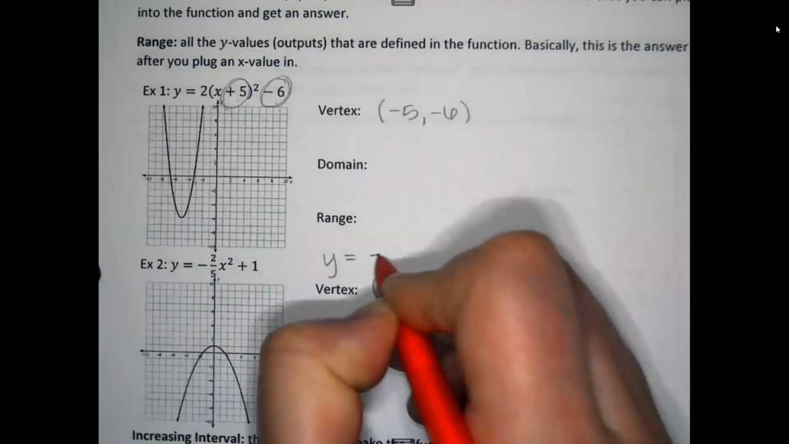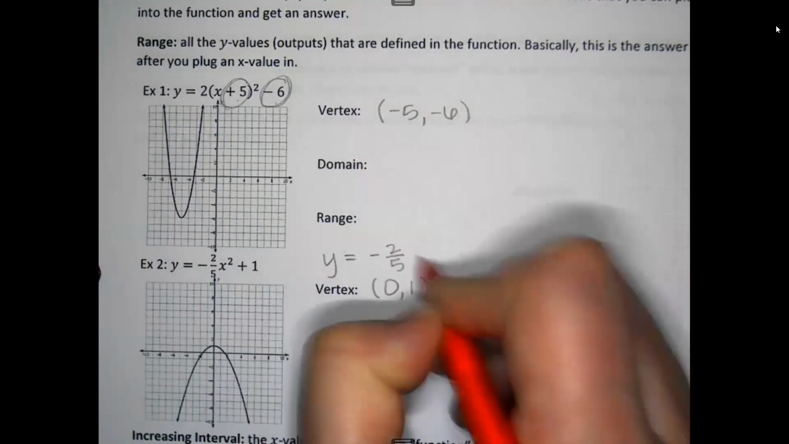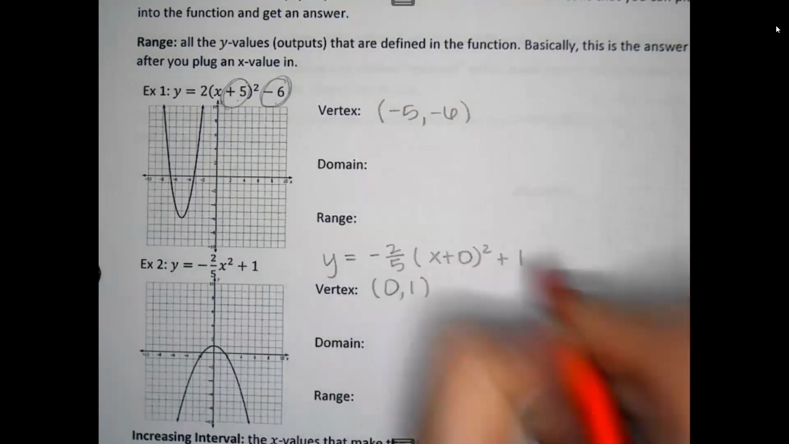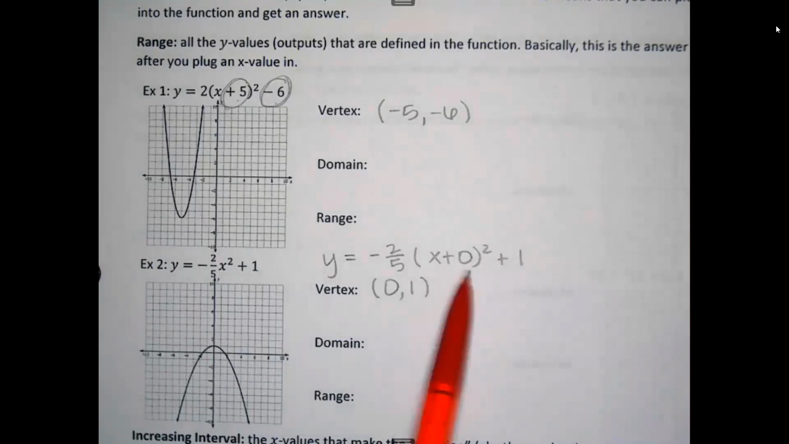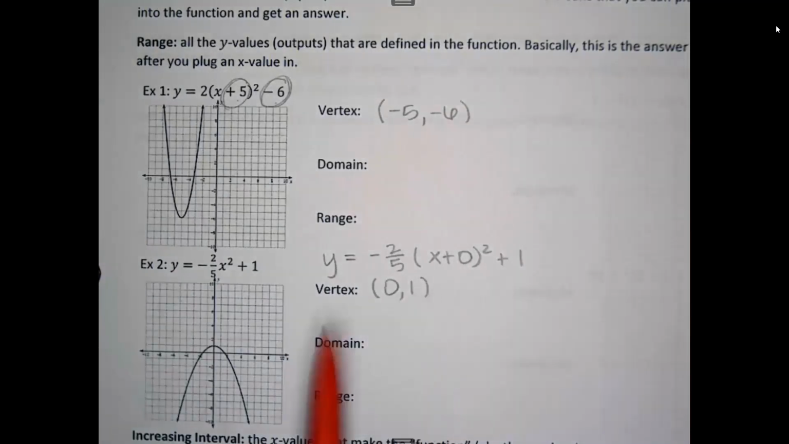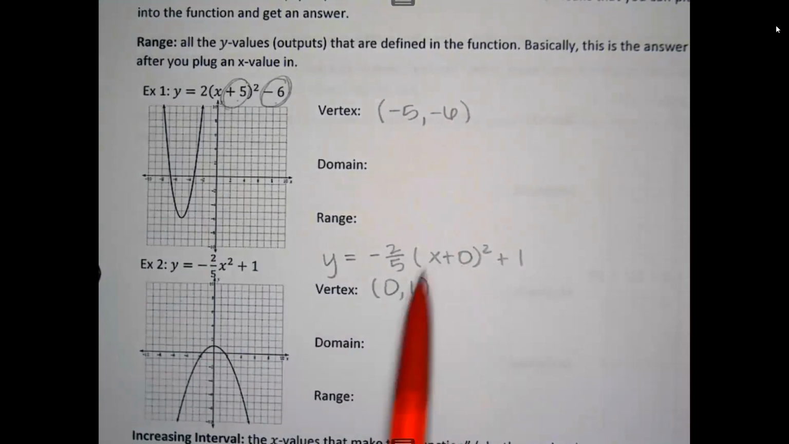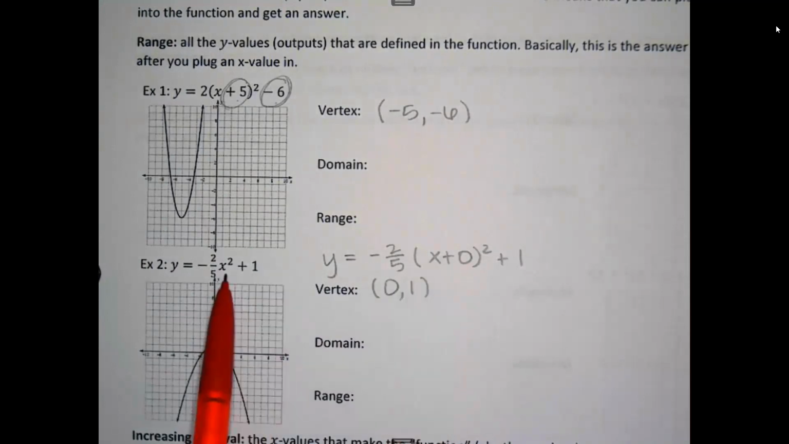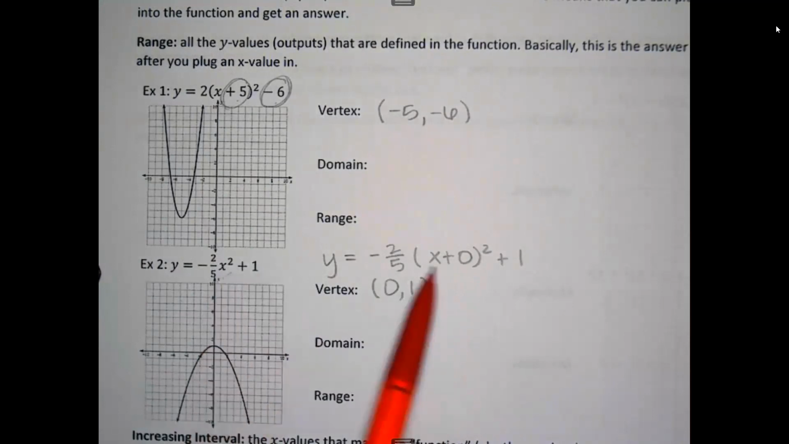If we wanted to rewrite the second example so that it had parentheses, we could do that. We could say -2/5, and then we could write x plus 0 squared plus 1. That's where the parentheses would be, and that's where the number would be if they had put them in there. But since it was a 0, you don't really need the number. And then since there was nothing in there, then you don't technically need the parentheses. And so most math people would write it like this. But writing it this way is correct as well.